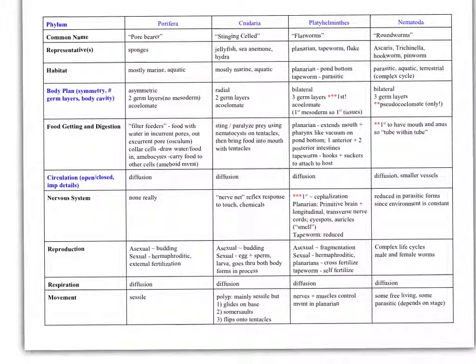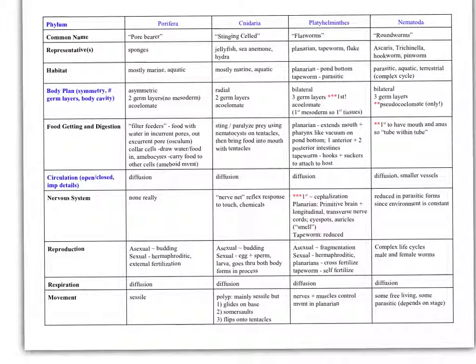Then we have a term, cephalization, and cephalization is associated with the concentration of sensory structures at the anterior end. That's very important. Those with cephalization tend to have bilateral symmetry.